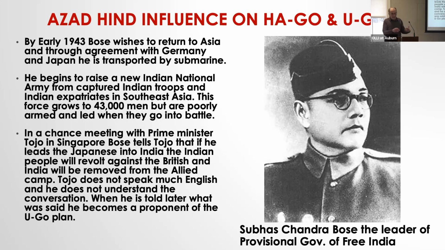And they said, well, he said this. He's like, if you help him invade India with his little army, indeed, the Indian people are going to rise up and they're going to throw off the yoke of British rule. And Tojo's thinking, hey, that's a pretty good idea. Okay, I kind of like that idea. And so he starts to become a proponent of Mutaguchi's Yugo plan.